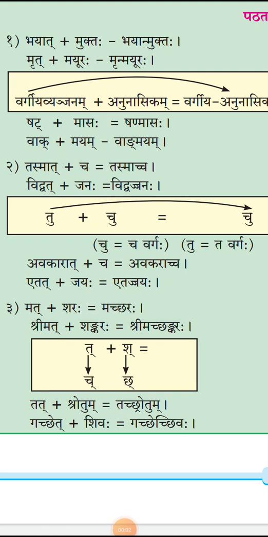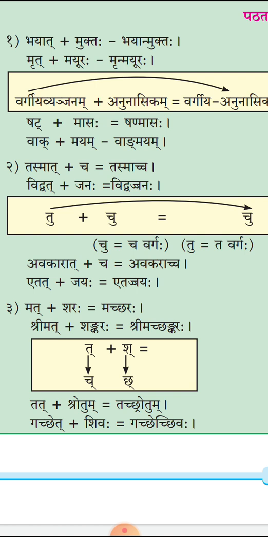Now we will see the second rule given in the lesson. If a consonant from ta varga, all of you know what is ta varga: ta, tha, da, dha, na. If a consonant from ta varga is followed by a consonant from cha varga, all of you know cha varga: cha, chha, ja, jha, ya. So the rule is, if a consonant from ta varga is followed by a consonant of cha varga, then the preceding consonant is replaced by the consonant of cha varga in the same order.